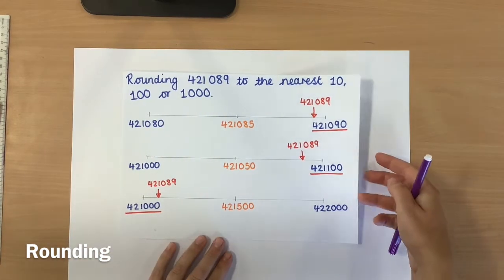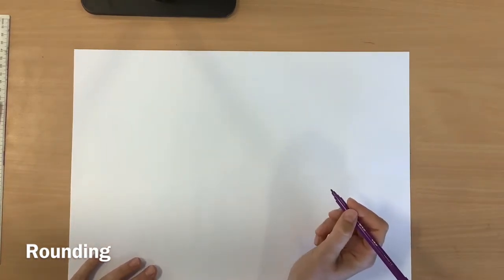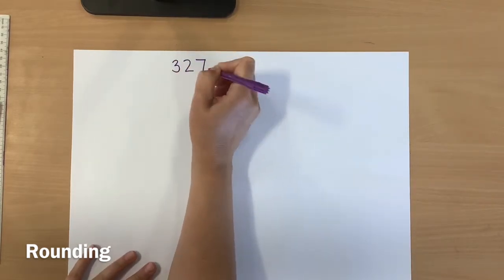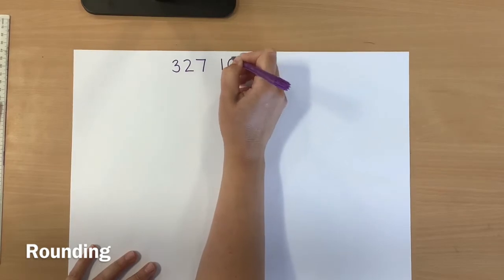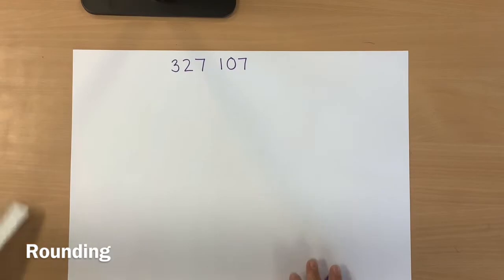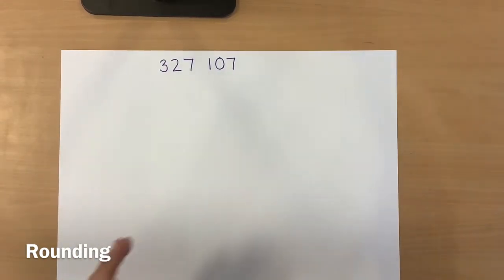I'm just going to do a couple on this piece of paper for you so I can talk you through it as I go. So this time, let's take a 6-digit number, and you can practice yourself. You can generate your own 6-digit number if you want to. So we'll do the number 327,107. Okay, so first of all, let's round this number to the nearest 10.